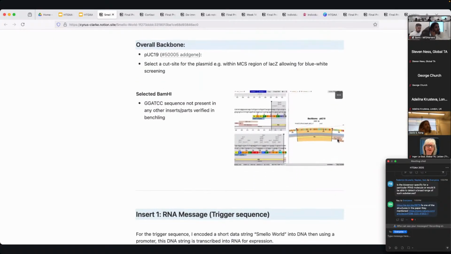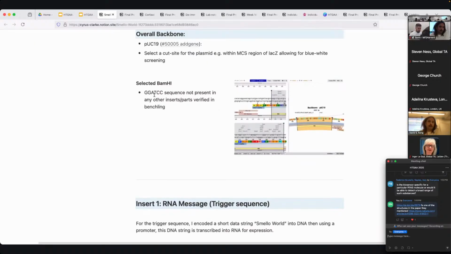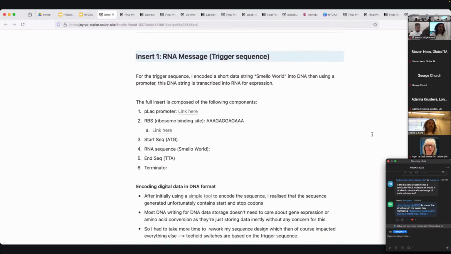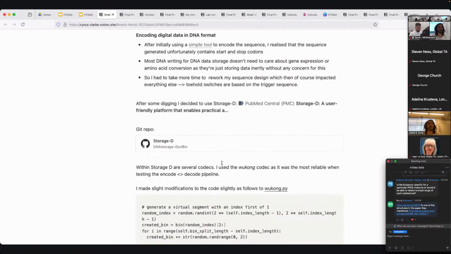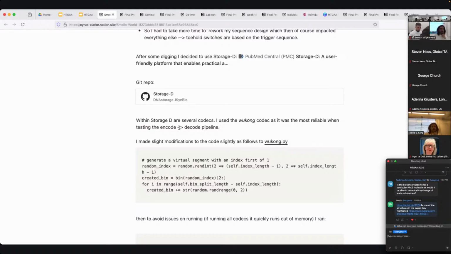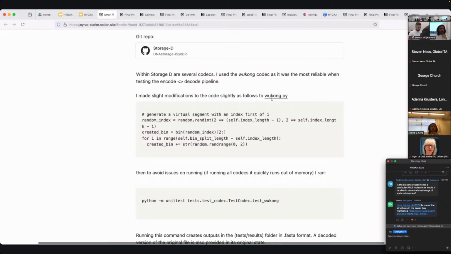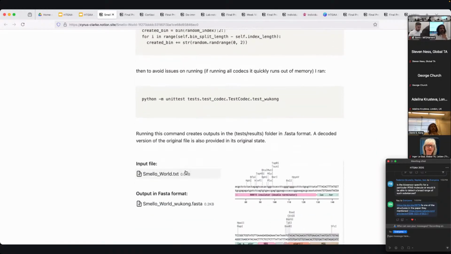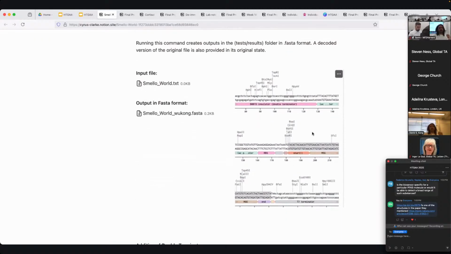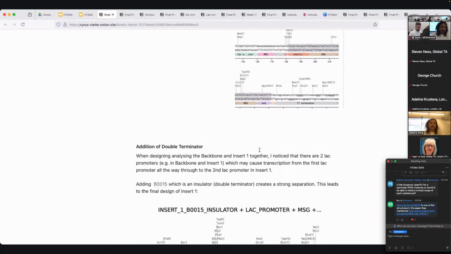So my backbone is pUC19, cut within the MCS region of lacZ for blue-white screening. I selected BamHI because that sequence is not present in any of my other parts, so that makes it very convenient to use. For my insert 1, the main part is, of course, the sequence itself, the Smello World. To get that into DNA format, I found a new paper, which is quite promising, with a new codec to take a text file or any kind of information file and encode that into DNA. That's using something called the Wukong codec. Basically it takes the text file and creates a sequence of DNA. And then I created an insert here, which has other elements like an RBS, a promoter, and also, quite interestingly, this double terminator.